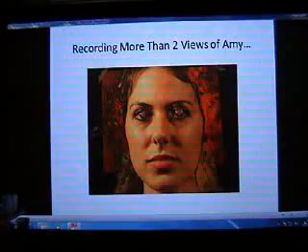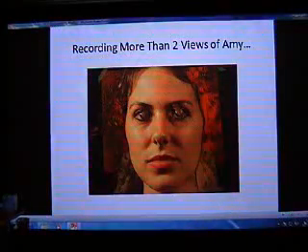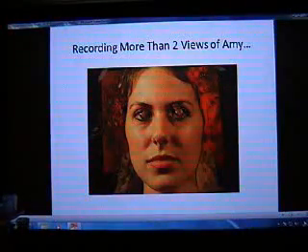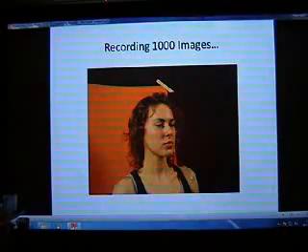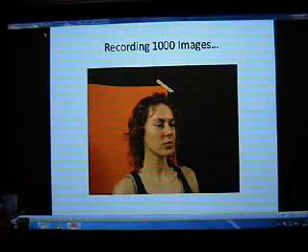So, this is one of the holograms I recently recorded. Her name is Amy. That's a photograph of the hologram. So let's see if we can capture Amy.